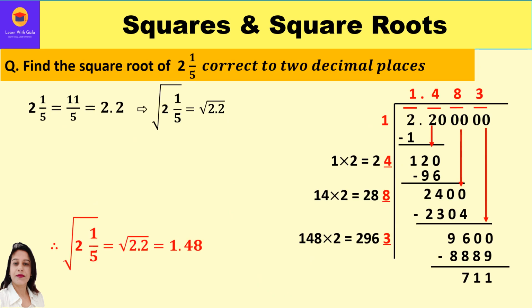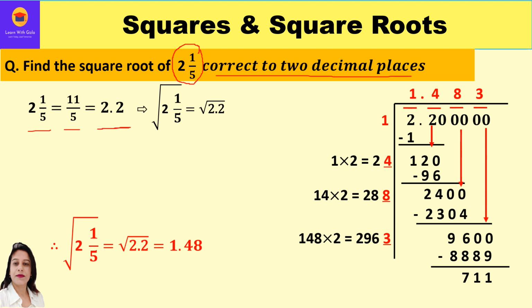Now let us take up one more question where we have to find the square root of a number which is not directly in decimal form, but it's in a mixed fraction form, and we have to find its square root. So the question says find the square root of 2 1 by 5 correct to 2 decimal places, right? So it's a mixed fraction. 2 1 by 5 we will convert into improper fraction.